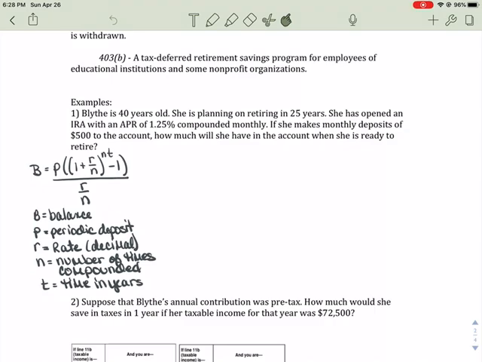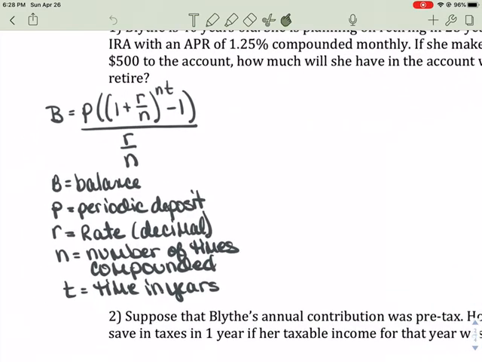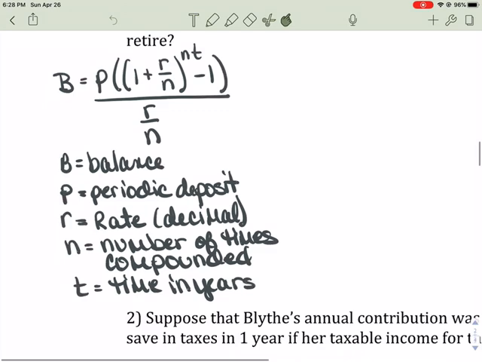All right, so we're actually looking at the future value of a periodic deposit. We did this formula a while ago, if you remember when we talked about banking. So we have our balance is equal to our periodic deposit times 1 plus our rate divided by the number of times compounded, to the number of times compounded times time, minus 1, whole thing divided by rate divided by the number of times compounded.